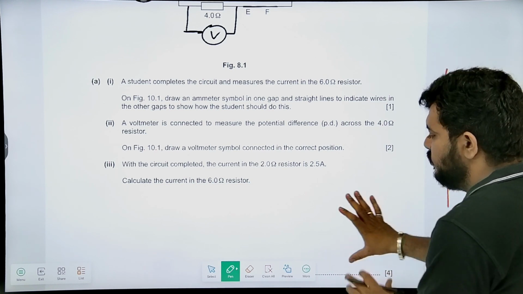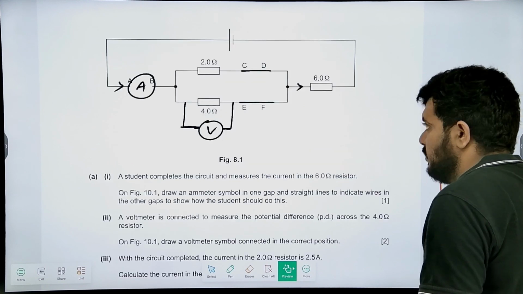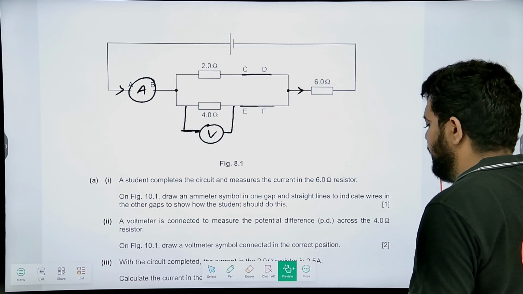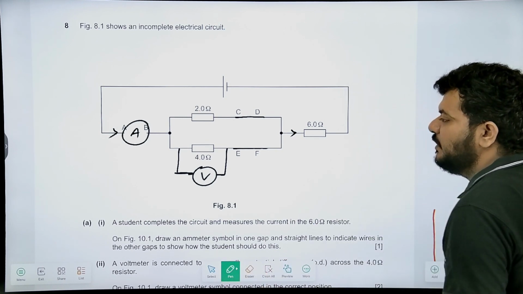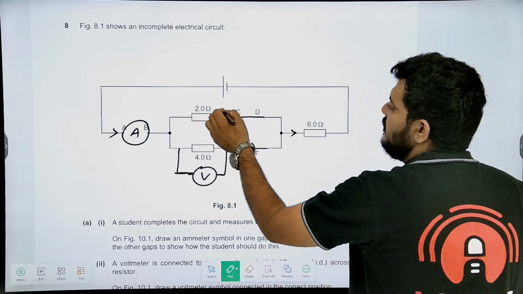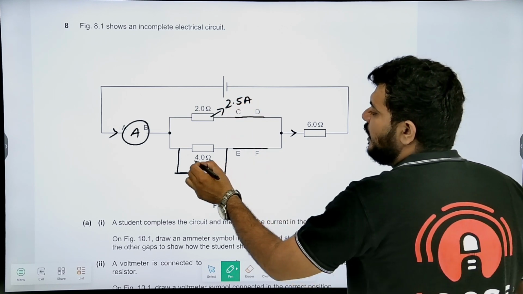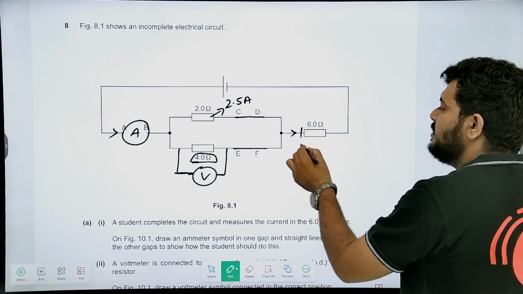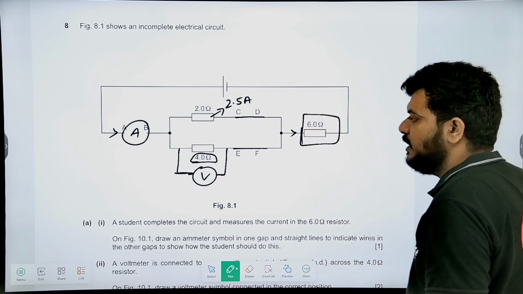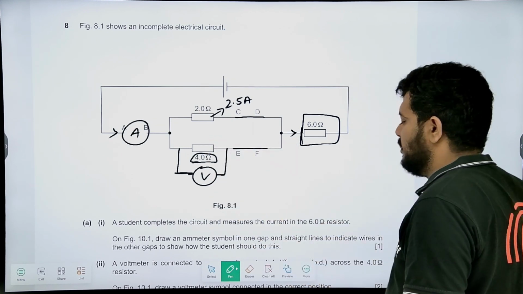So instead of doing all the calculations here, I will be doing calculations just in this space, right? Because I need to look at the values and explain simultaneously. So they have said that here the current passing is 2.5 ampere. What will be the current passing through the 4 ohm resistor, and then this current combines and passes through the 6 ohm resistor. Now see, because both of them are in parallel, they have the same voltage across them.